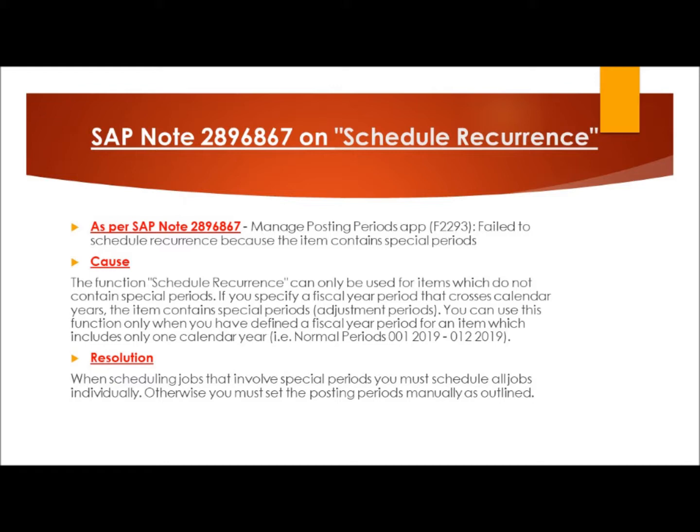Now, before we proceed, let's have a look into this SAP note on scheduled recurrence. As per this note, the function schedule recurrence can only be used for items which do not contain special periods. That is, you can use this function only when you have defined a fiscal period for an item which includes only one calendar year. That is, the normal periods should start 1st of January and end 31st of December.